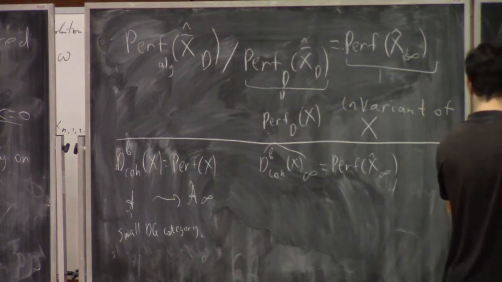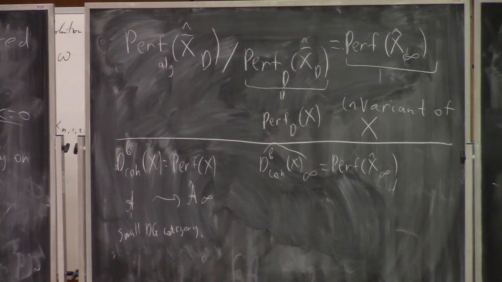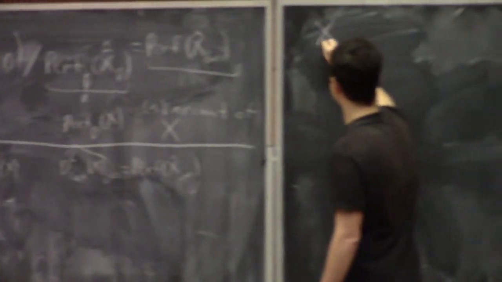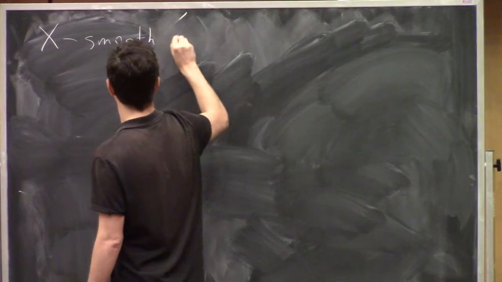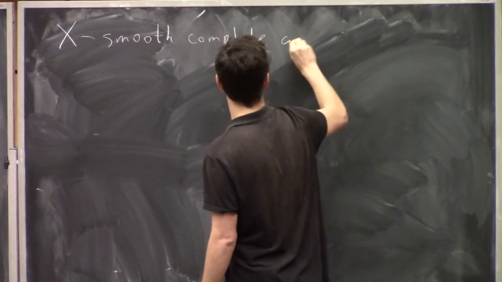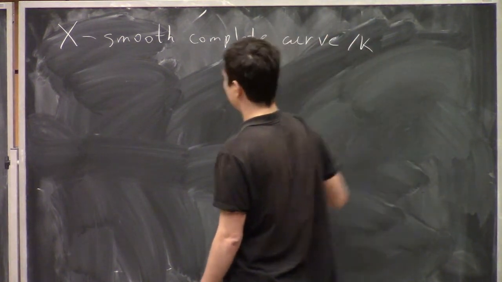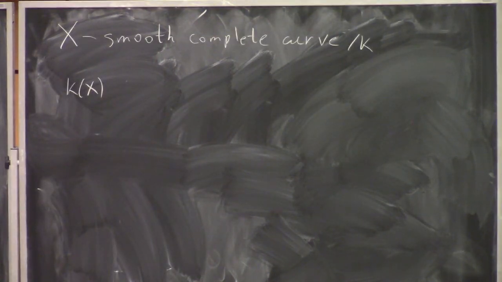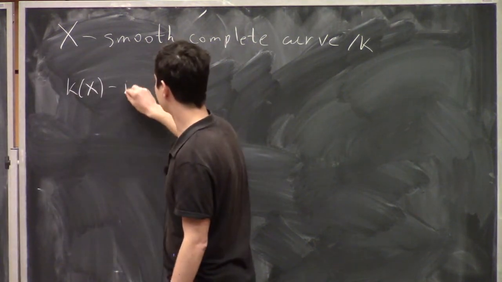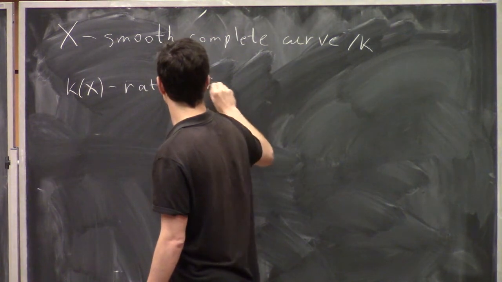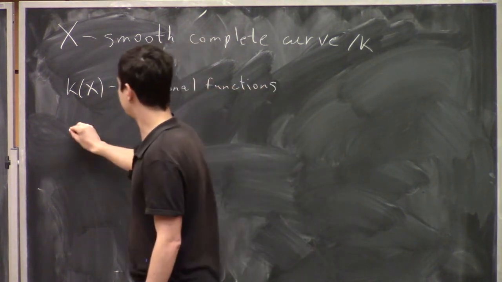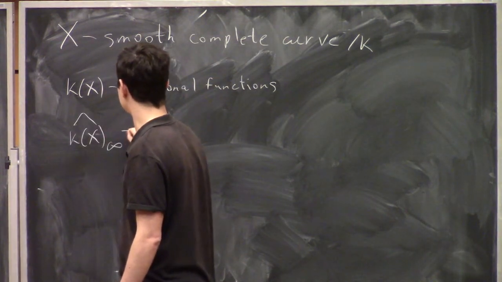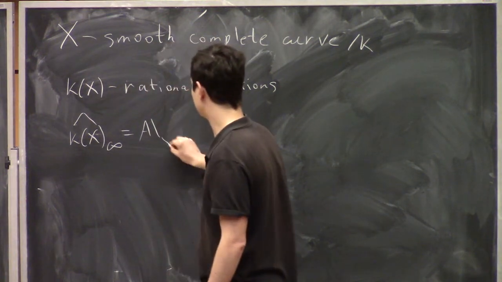Before I give the construction, I give an example of what we can get from it. For example, if X is a smooth complete curve over K, you can apply this construction to DG categories, but to DG algebras as well. So if we take just K of X, just rational functions, then after application of this construction, you will get Adels, the ring of Adels for X.